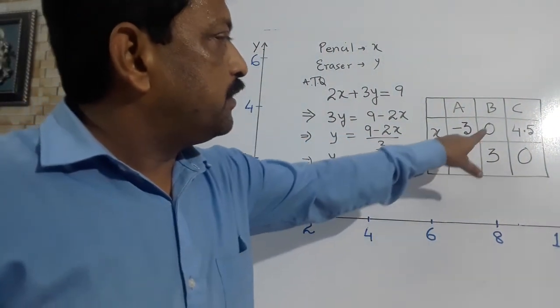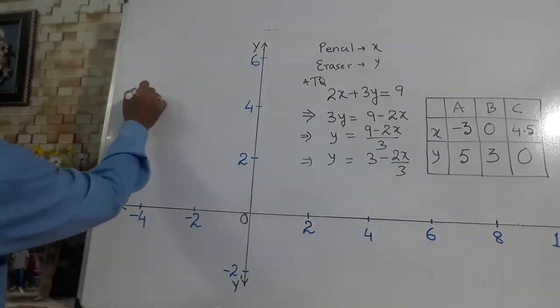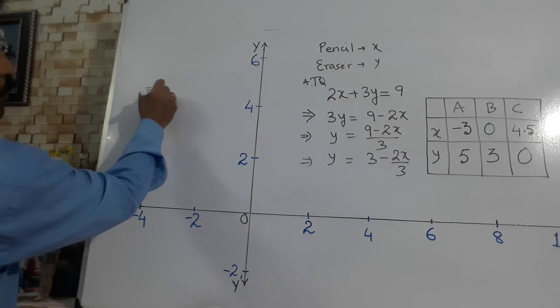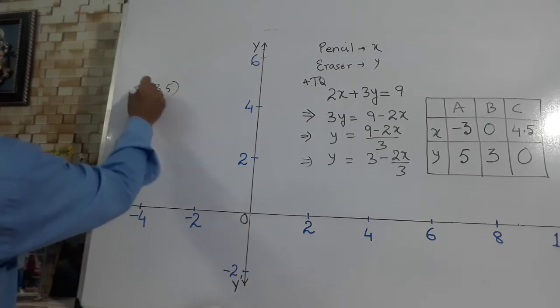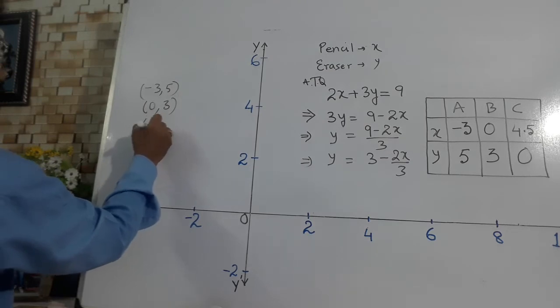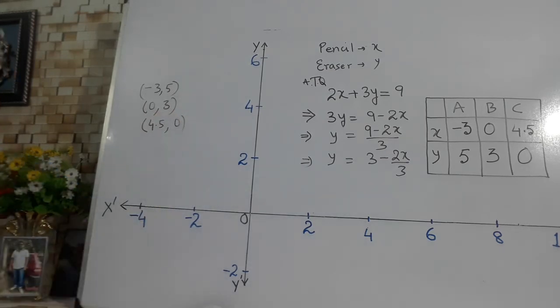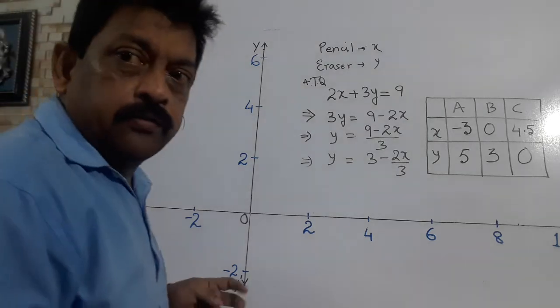Minus 3, 5, 0, 3 and 4.5. I am writing here so that it will be easy for me to plot it in the graph paper. Minus 3, 5, 0, 3 and 4.5, 0. Now the second situation.